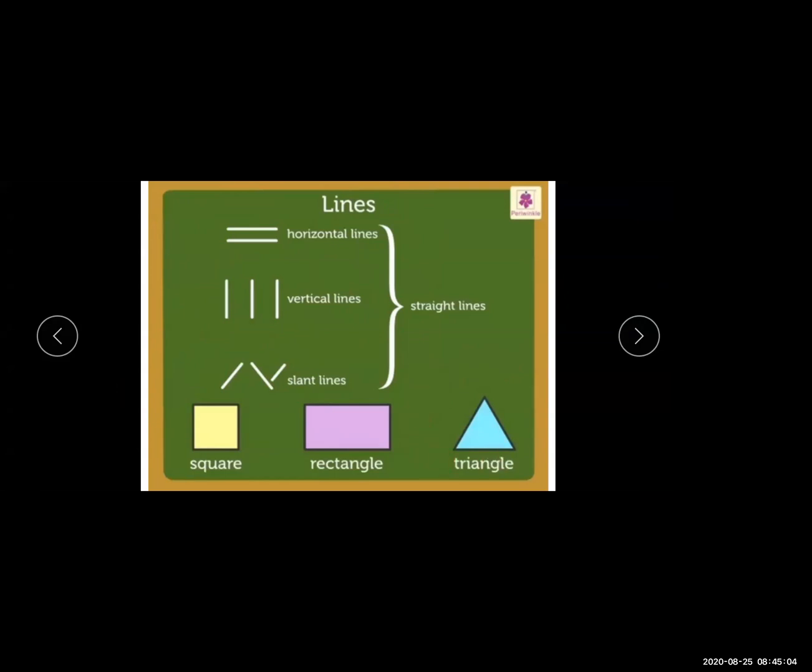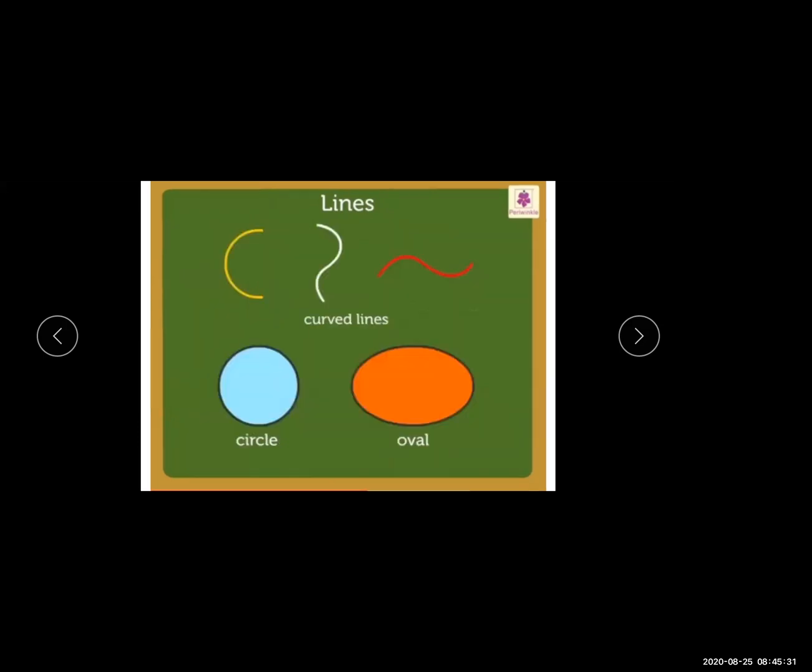See here students, we have used all this line here, okay, to form a square shape, to form a rectangle shape and to form a triangle shape. Here we have used slant line, here we have used horizontal line, here also we have used horizontal line and vertical line. Same as here also we have used horizontal line and vertical line. So these all lines helps us to form these shapes. Now these are curve shapes. We use these curve shapes to draw shape as circle and oval.